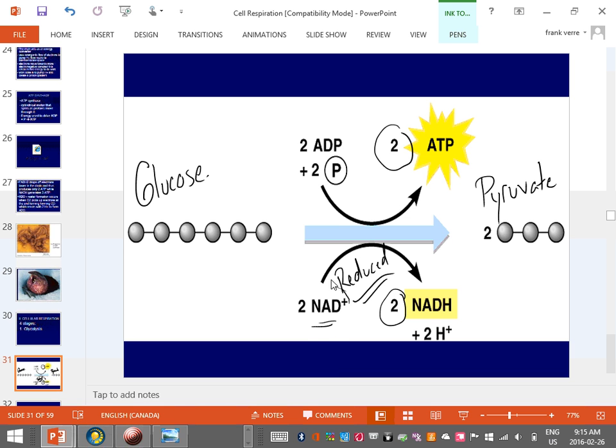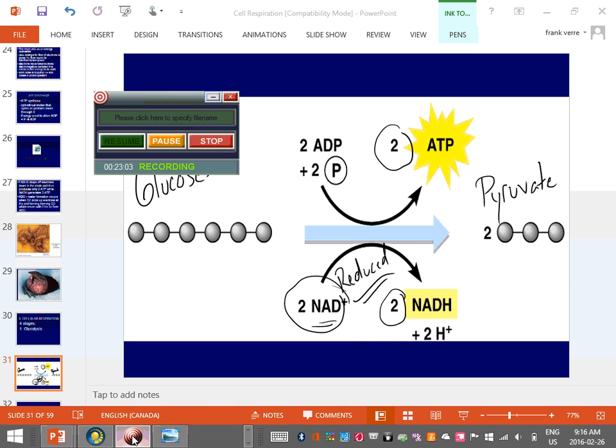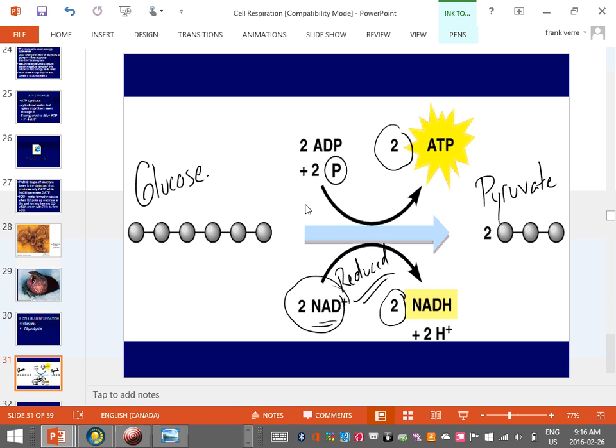Okay? So, let me ask you a question. If this molecule is being reduced, remember we talked about a redox reaction is if something gains electrons and protons, so that means something else would what? Whenever we talk about a redox reaction, if something gains electrons and protons, that means something else must be losing.